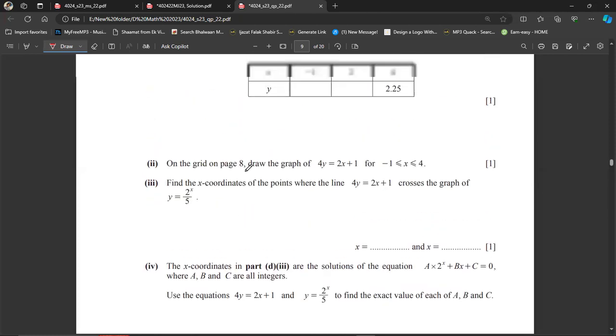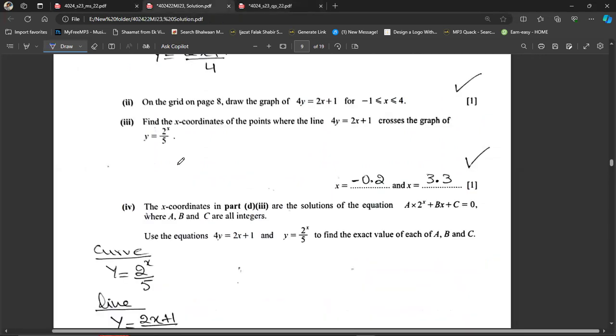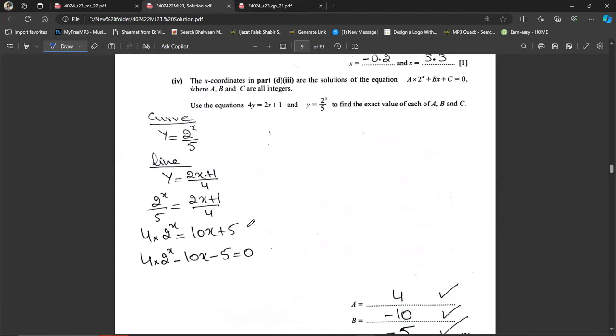We are talking about a curve, its equation, and a straight line, its equation. What you will do is make their y equal to each other. So we have a curve whose equation is y equals 2^x divided by 5, and that line whose equation is y equals 2x plus 1 whole thing divided by 4. The solution of this equation is actually the x coordinates of the point of intersection between that curve and that line. So we will make them equal to each other: 2^x divided by 5 equals 2x plus 1, the whole thing divided by 4.